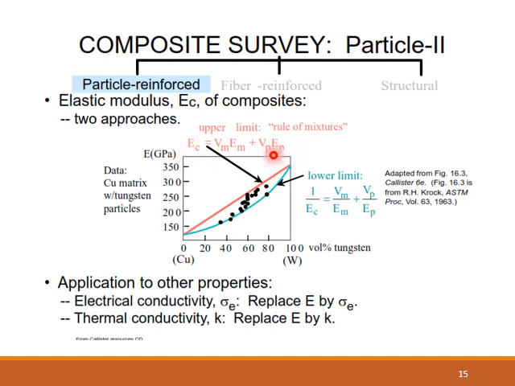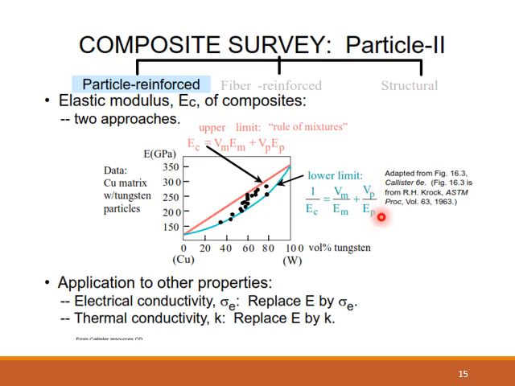If you combine all this, if you do this simple mathematics, it will predict what the upper modulus will be. And then you can have the lower modulus for the same combination, for the same volume fraction. This is the equation that defines what the lower modulus will be: 1 over EC is equal to VM over EM plus VP over EP.